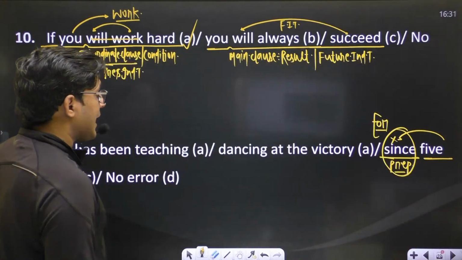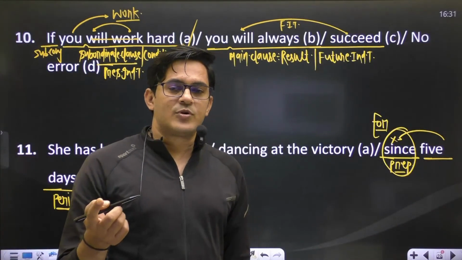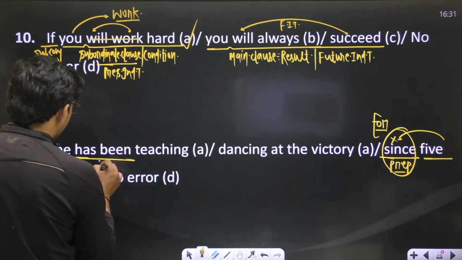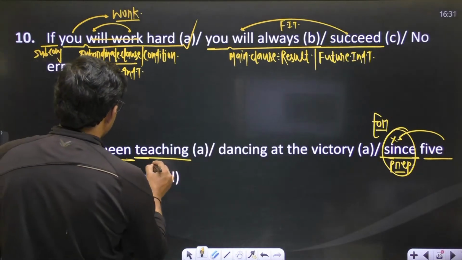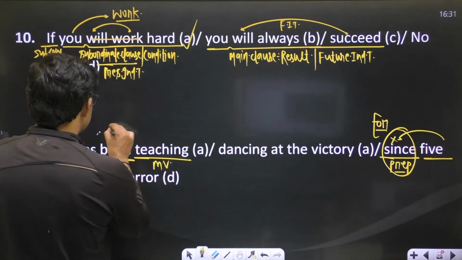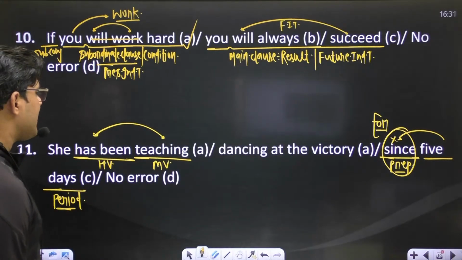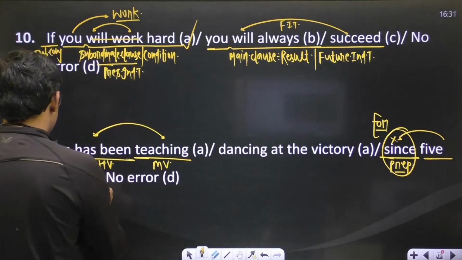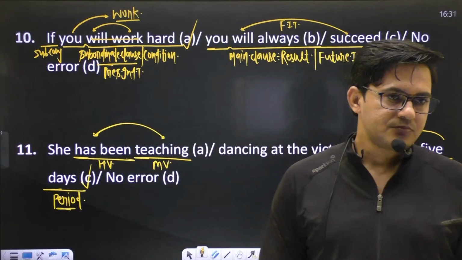And make it sure whenever we use since or for plus a time word, we use perfect continuous tense. And as we know, in perfect continuous, has been, have been will be the helping verb, and teaching will be the main verb. So the sentence will be like, she has been teaching dancing at Victory for 5 days. And now you will have an error in part C. Error is in part C. Okay.